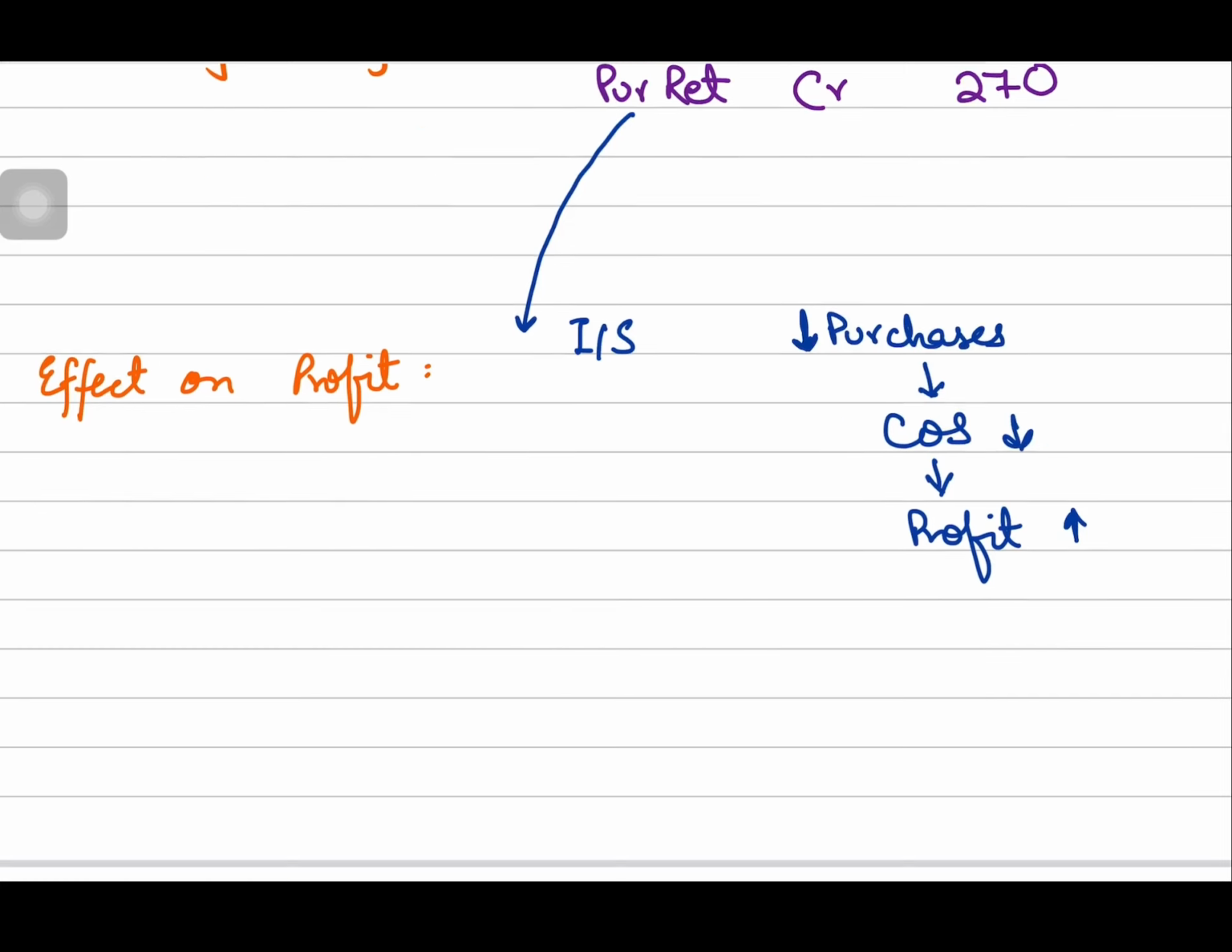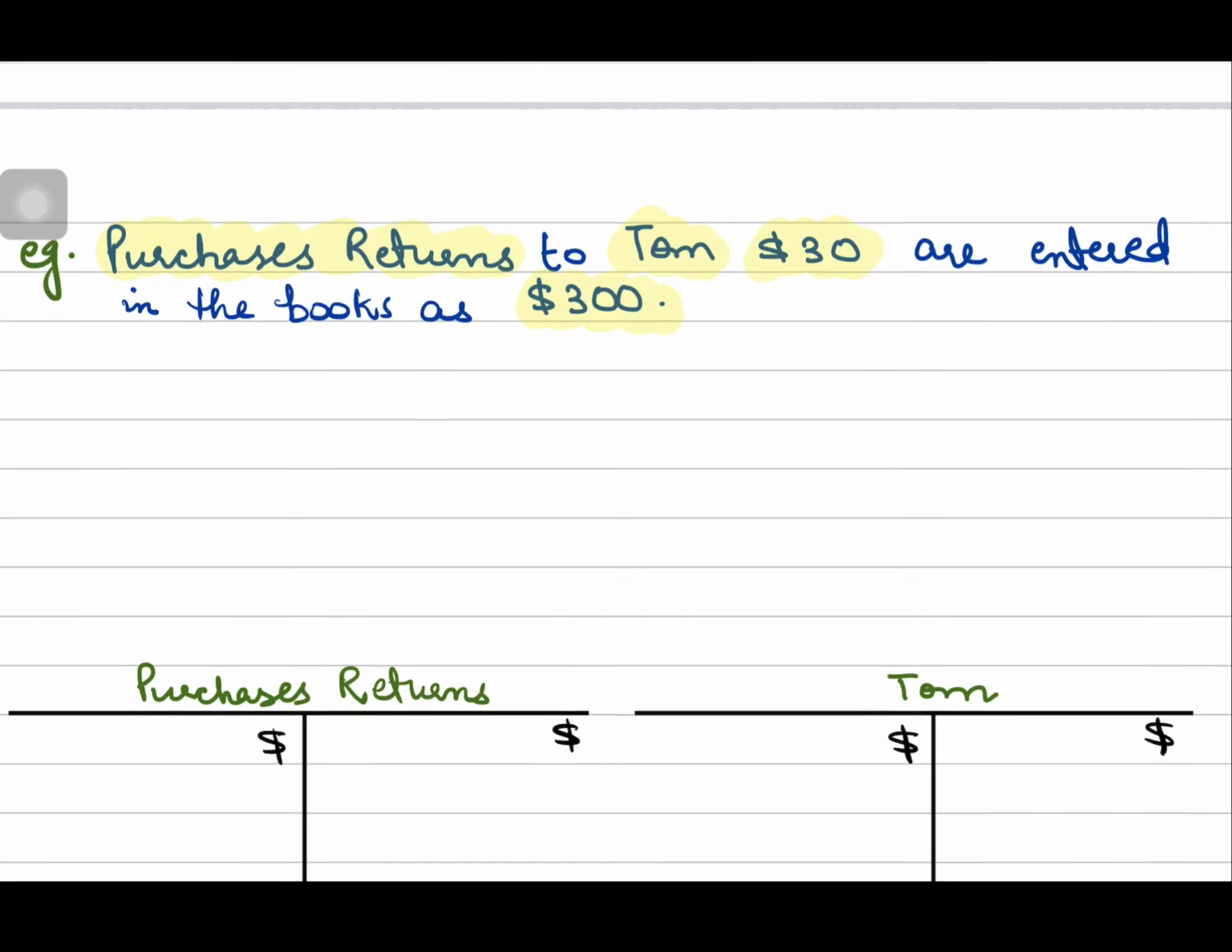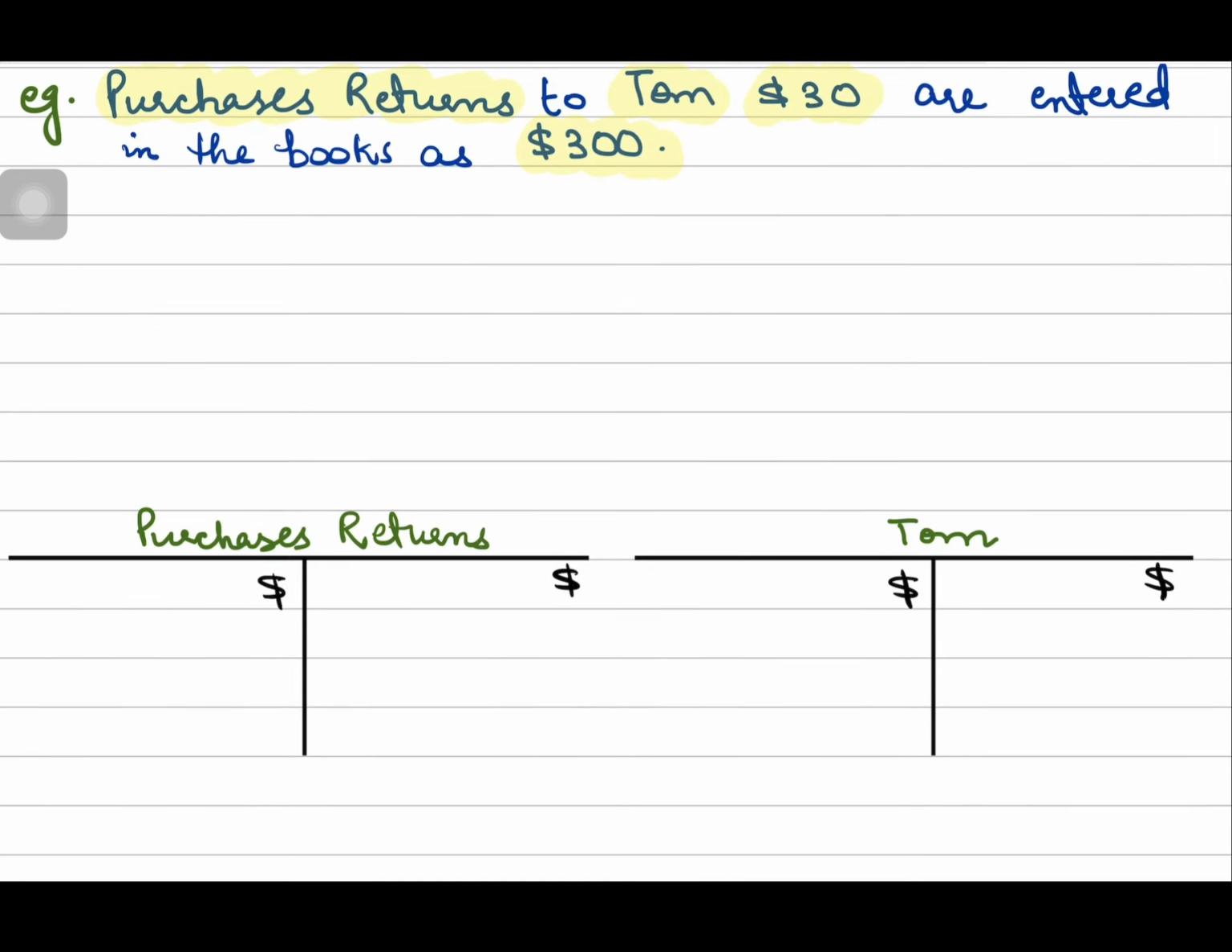Now let's understand this from another scenario. For instance, if the purchases returns to again Tom amounted to $30, but however they were entered as $300. Now how should I have corrected this value? For instance, purchases returns, again I have correctly credited purchases returns, but I have used the wrong value, which is $300.